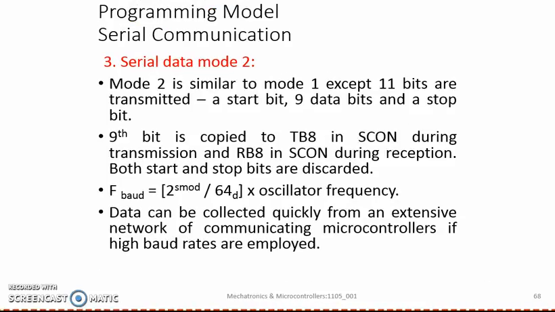Serial data mode 2. It is similar to mode 1 except 11 bits are transmitted: a start bit, 9 data bits and a stop bit. The ninth bit will be copied to the TB8 bit in the SCON register during transmission and RB8 bit in the SCON during reception. Both the start and stop bits will be discarded. The baud frequency will be 2 to the power of SMOD divided by 64 into the oscillator frequency.